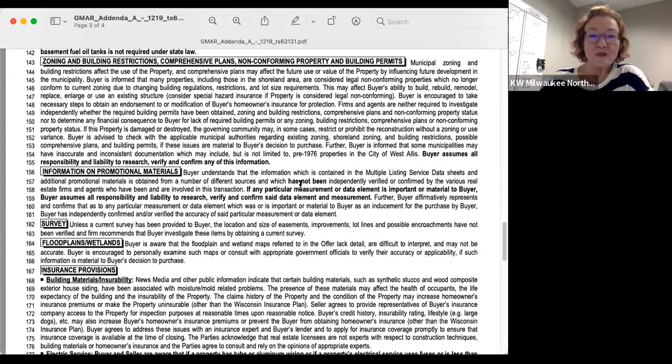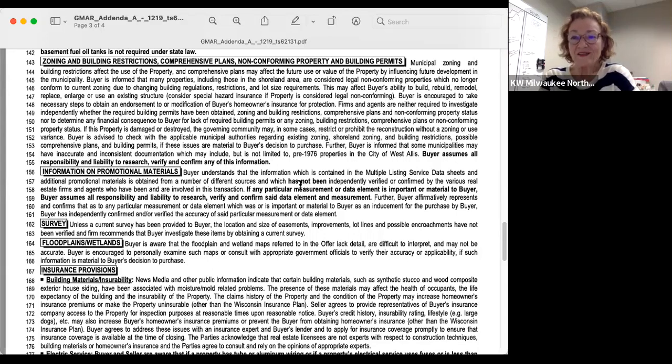If these issues are material to the buyer's decision to purchase, ding, it's an important phrase. Further, the buyer is informed that some municipalities may have inaccurate and inconsistent documents, which may include, but not limited to, pre-76 properties in the city of West Allis. Caution, buyer assumes all responsibility and liability to research, verify, and confirm any of this information.